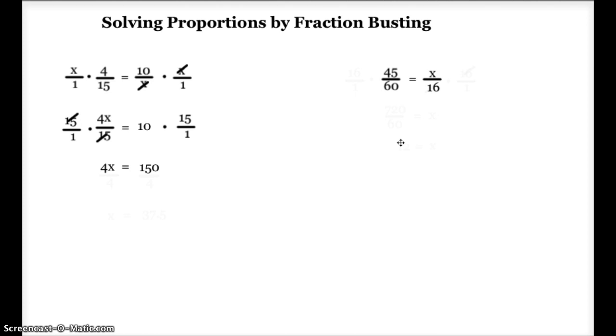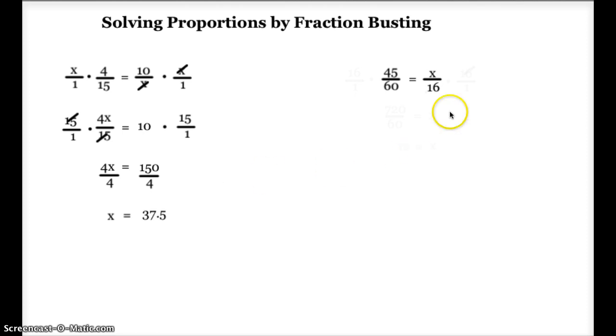Now I just have a two-step equation, or in this case a one-step equation, and I can solve 4x is equal to 150 by dividing both sides of the equation by 4. 4x divided by 4 is just going to be x, and that's going to be equal to 150 divided by 4, which is equal to 37.5. Let's try the next one.